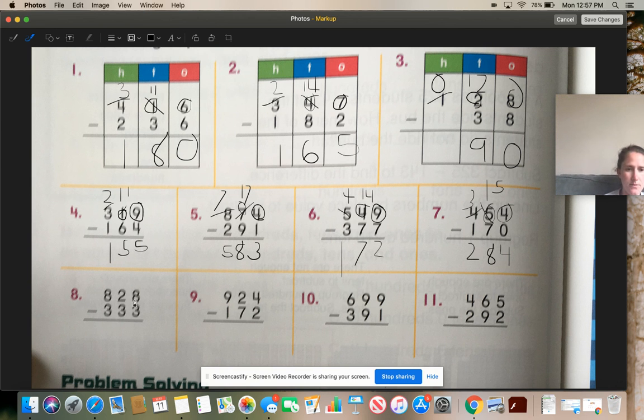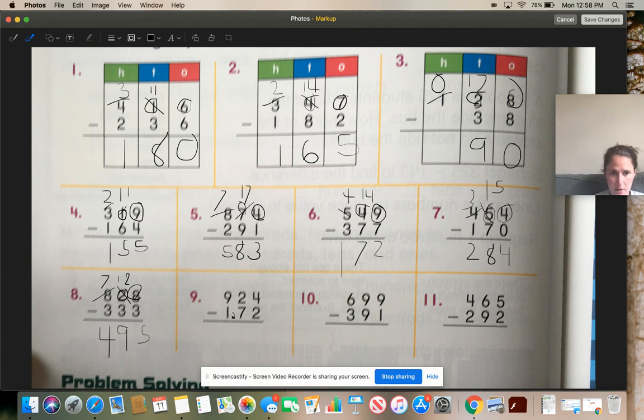8 minus 3. 8 minus 3 equals 5. 2 minus 3. Can't do that. I have to go next door. 8 becomes a 7. The 2 becomes a 12. 12 minus 3 equals 9. 7 minus 3 equals 4. So now I have 495.